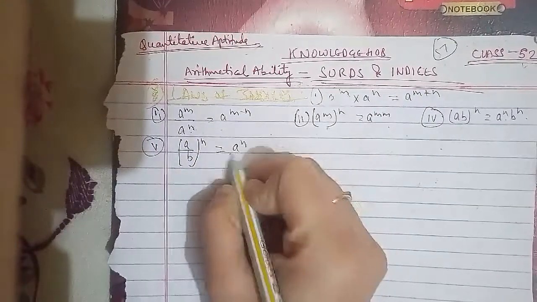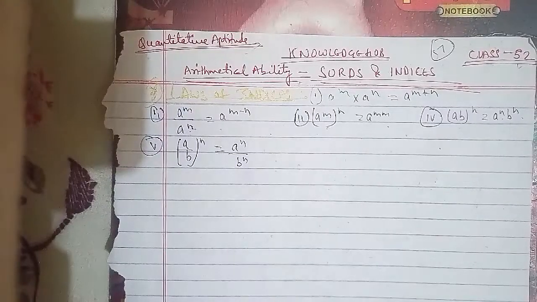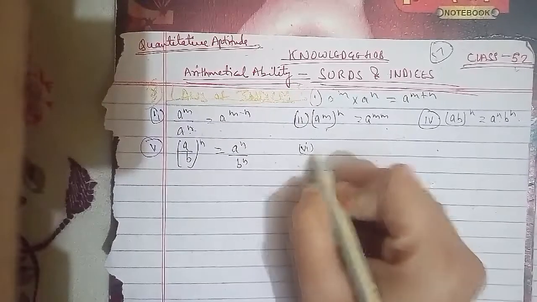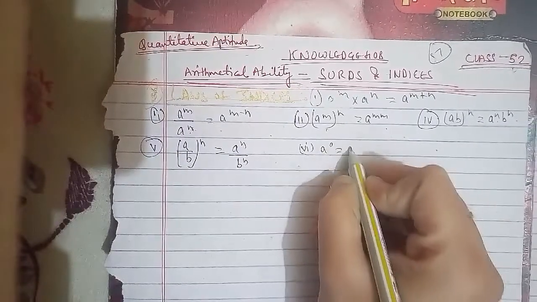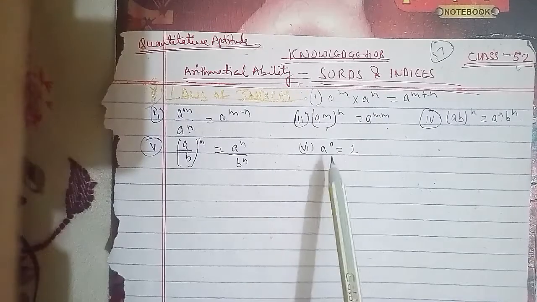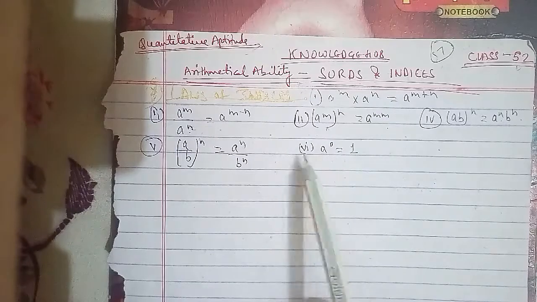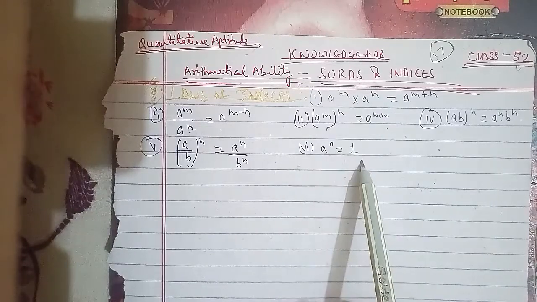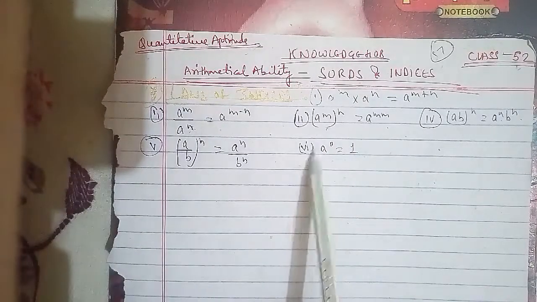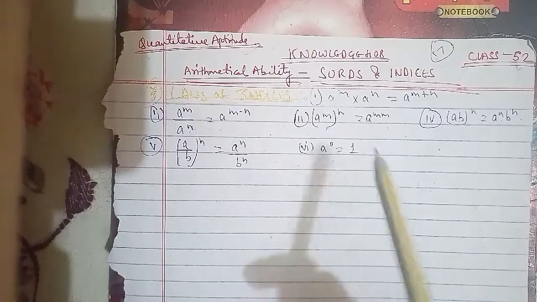Now we'll go ahead with the sixth one that we have to talk about. It is a power 0. If any number has power 0, that should equal 1. For example, 3 power 0 equals 1 only, and 1000 power 0 will also equal 1 only. So you have to consider the same and answer accordingly. You have to be very careful about it.